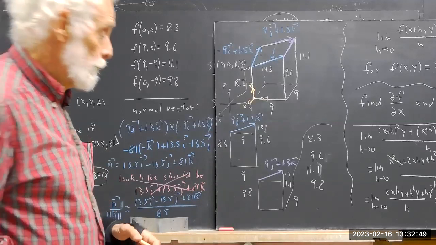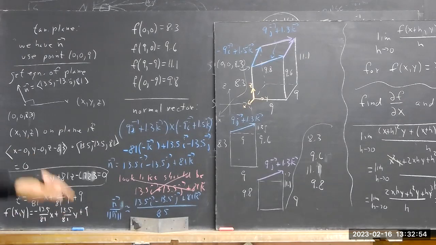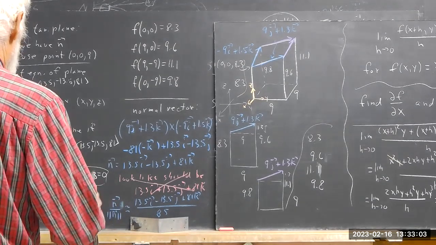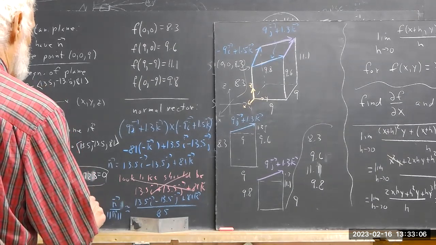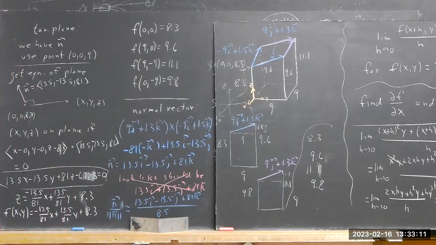Okay. So this 9 isn't quite right. And the 81 in the denominator isn't quite right. Yeah, the 81 denominator is fine. What it comes out to is, do all that. This number comes out 8.3. Now, what's the partial of f with respect to x, and what's the partial of f with respect to y? So write that one down. Partial of f with respect to x, partial of f with respect to y.